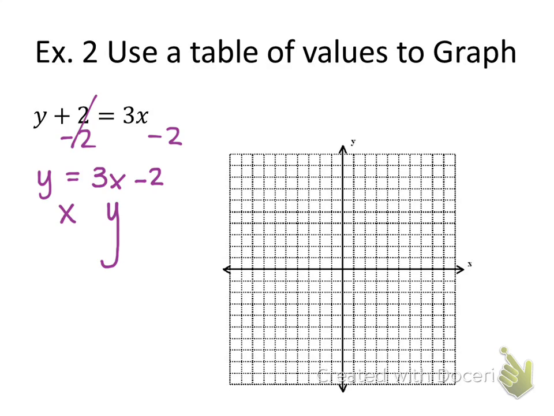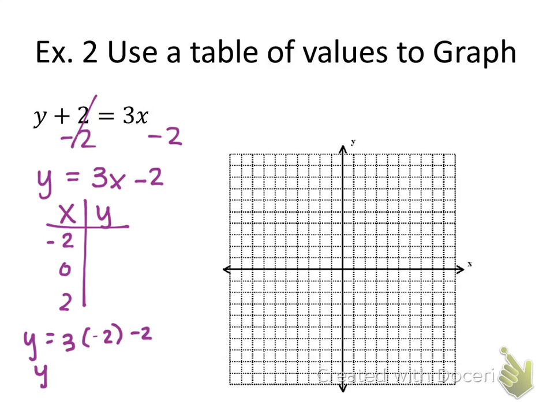X and Y chart. Okay, X and Y chart. So I'm going to use what values for X? -2, 0, +2. Very good. All right, let's plug it in and let's solve. All right, let's plug in -2 first. So I have y is equal to 3 times -2 minus 2. What's 3 times -2? -6 minus 2. What's -6 minus 2? -8. Very good. Same signs, add and keep.